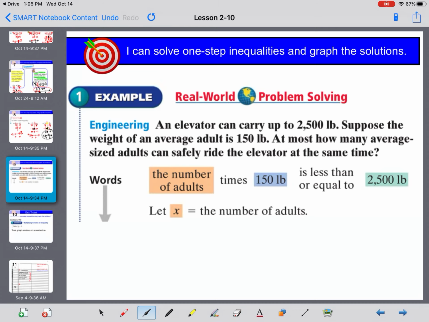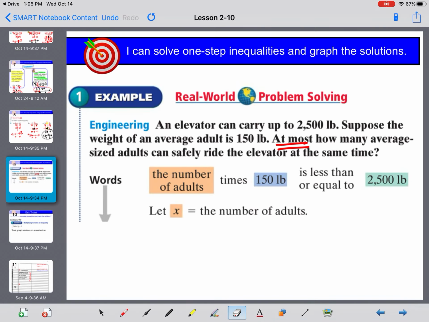All right, an elevator can carry up to 2,500 pounds. Suppose the weight of an average adult is 150 pounds. At most, how many average size adults can safely ride the elevator at this time? So we're going to let X represent the number of adults. In here it's saying the number of adults times 150 pounds is less than or equal to 2,500 pounds.